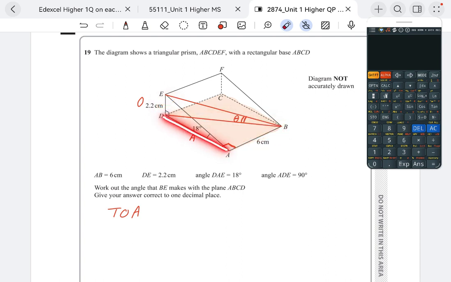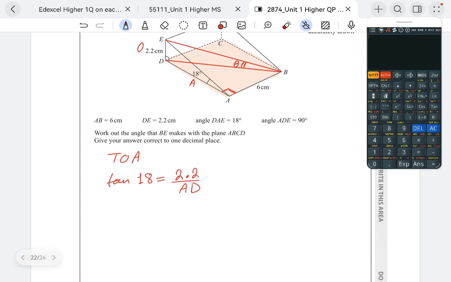I'm using SOH CAH TOA. It's a right angle triangle. You know the opposite and you know the angle, so you can find the adjacent. So I can say that tan of the angle 18 equals the opposite, which is 2.2, over the adjacent, named AD. To find AD, you can do cross multiplication or just slide AD here and bring tan 18 down. So AD equals 2.2 over tan 18 degrees. This is how to find AD.